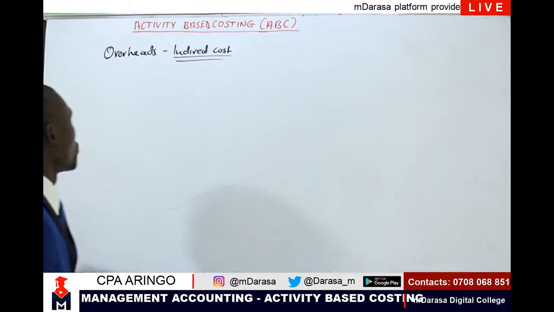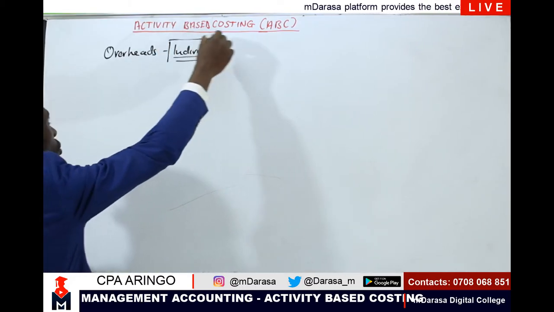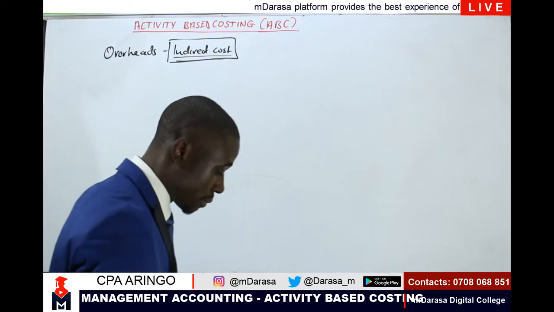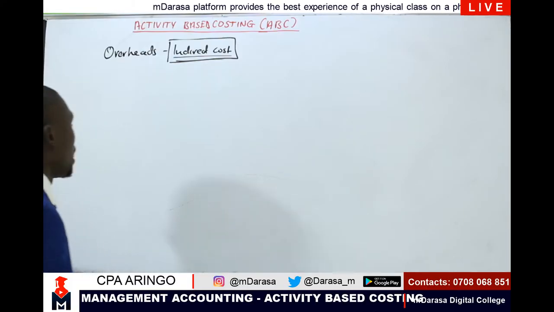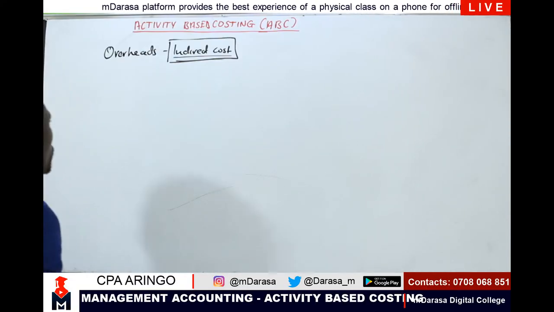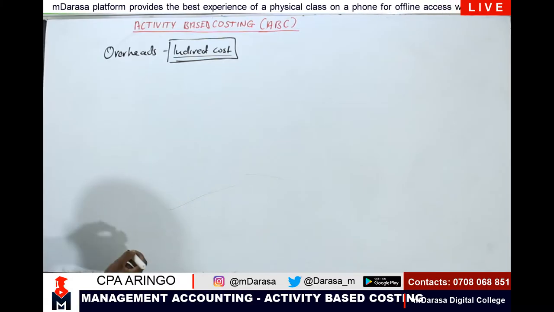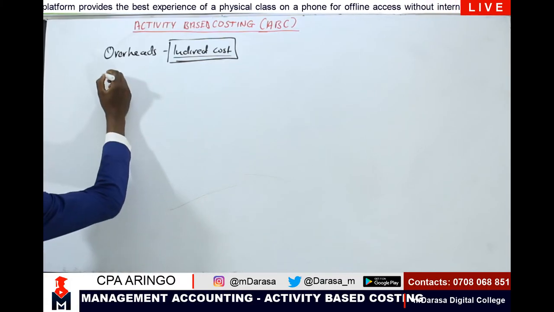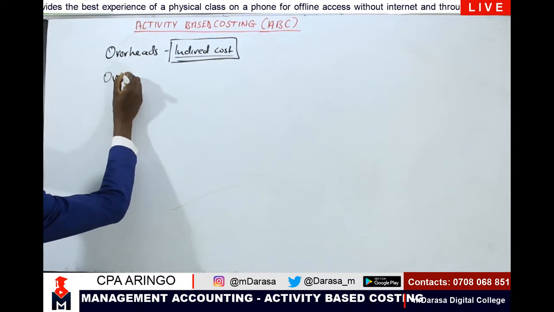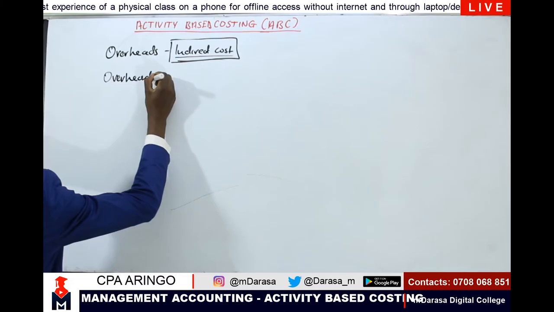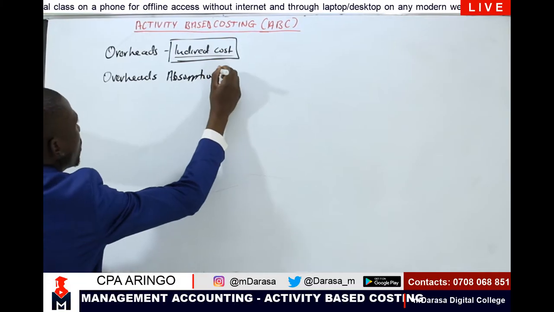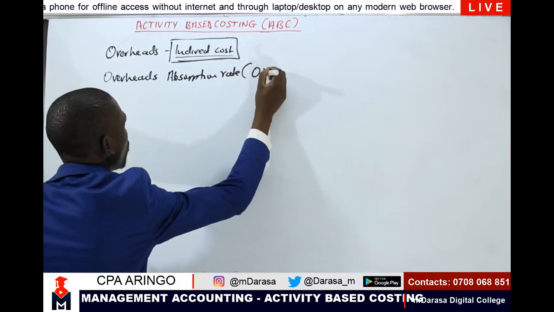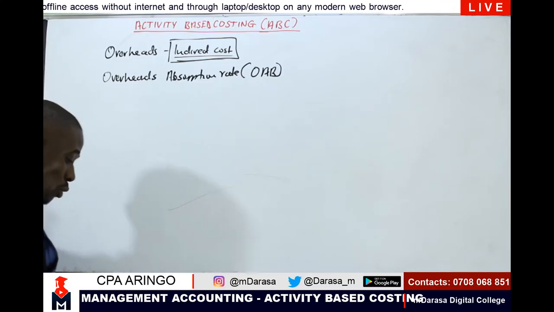We are just looking at what we had talked about earlier on, so we're doing a recap. We need to understand the aspect of overheads, which at this point are a form of indirect costs, and we want to allocate these indirect costs. Earlier on, we talked of methods of allocating them, and we talked of something known as the overhead absorption rate, or OAR.